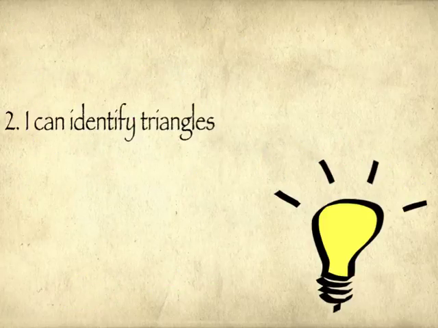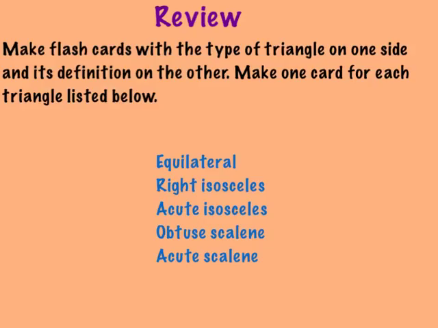Our secondary objective today is to identify triangle types, and I'm going to let you do that on your own with the review. And that brings us to your review. So what I'm going to ask you to do is make flashcards with the type of triangle on one side and its definition on the other. Make one card for each triangle listed below: equilateral, right isosceles, acute isosceles, obtuse scalene, and acute scalene. So make a flashcard for each of those, and you can draw the triangle if you want, but you need the name and the definition.